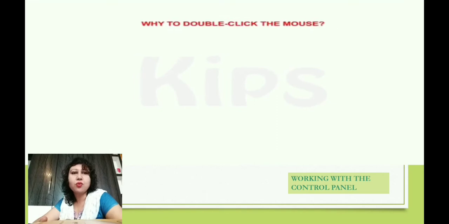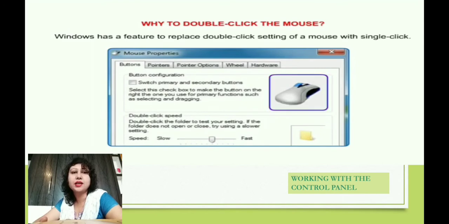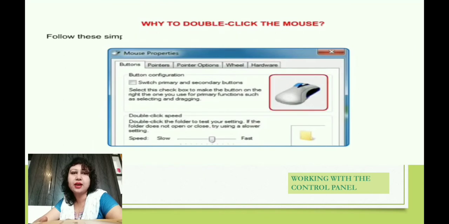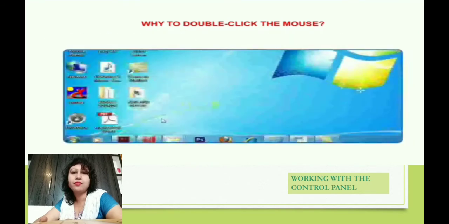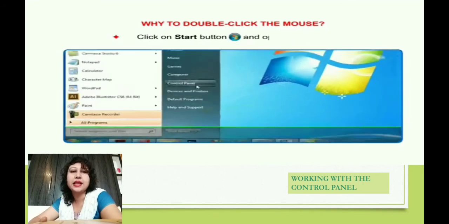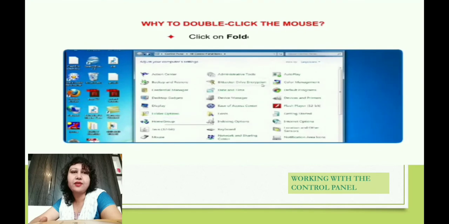Next, why we need to double click the mouse. Windows has a feature to replace the double click setting of a mouse with a single click. We don't have to double click on any document or any file. For this we need to follow certain steps and forget the practice of double clicking. First we have to click on the Start button and then open the Control Panel. Then we have to click on Folder Options.